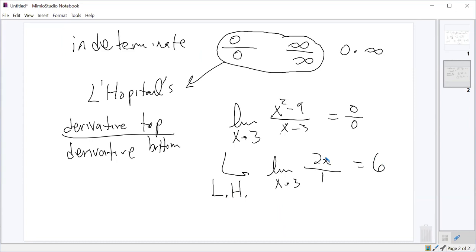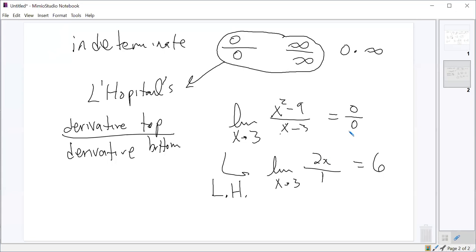You can reapply L'Hopital's rule as many times as you need to. So if I took the derivative of this and it came out to be 0 over 0 or infinity over infinity again, I can apply it again, take a second derivative of the top and a second derivative of the bottom. And hopefully it's not 0 over 0 or infinity over infinity. You can keep doing it until you get to something that is not 0 over 0 or infinity over infinity.